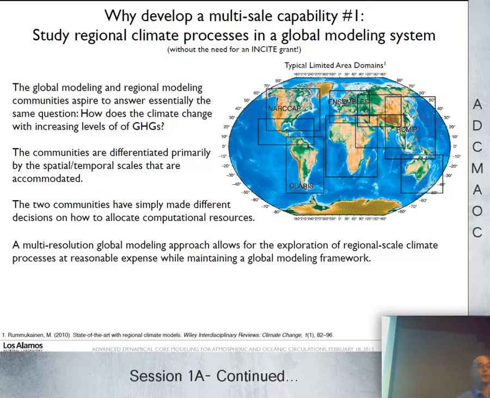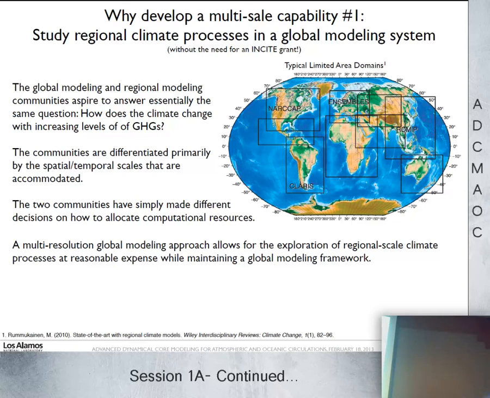But actually, if you really think about it, the global modeling community and the regional climate modeling community have the exact same aspiration. They want to understand anthropogenic climate change. The only thing that distinguishes the two groups is how they've allocated their computational resources. And so now we actually have a modeling framework where both of these communities can live in one model and still make different decisions on how they allocate their computational resources.